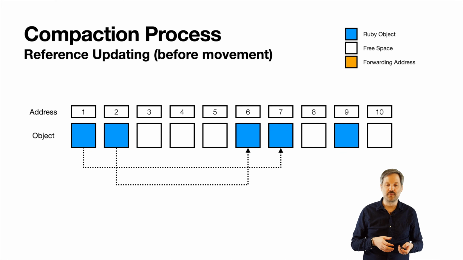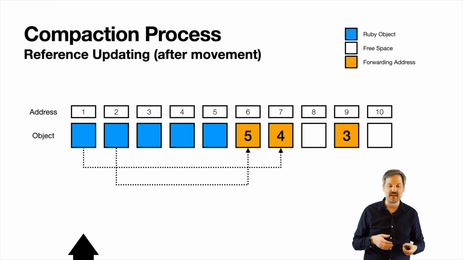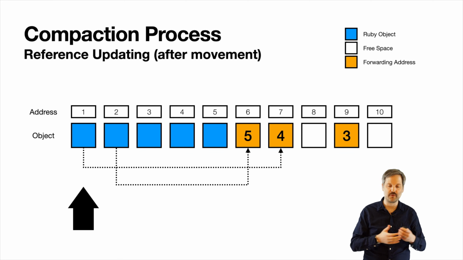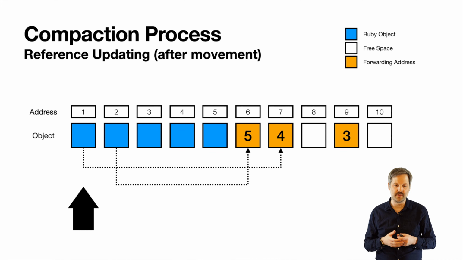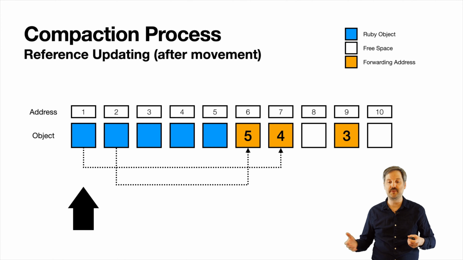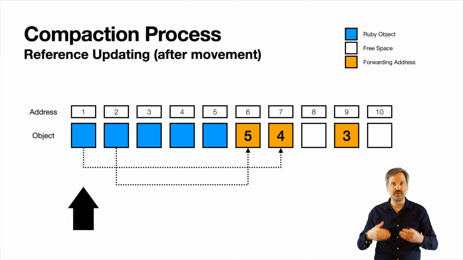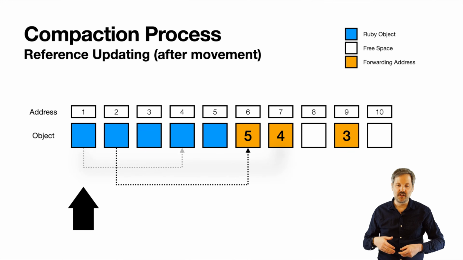When the objects get moved around, the references become bad. So let's say it looks like this after we've moved the objects. Now these references are pointing at forwarding addresses. So after the objects have moved around, since the references are bad, we need to update them. To do this, we just simply iterate over each object in the heap and then update it.